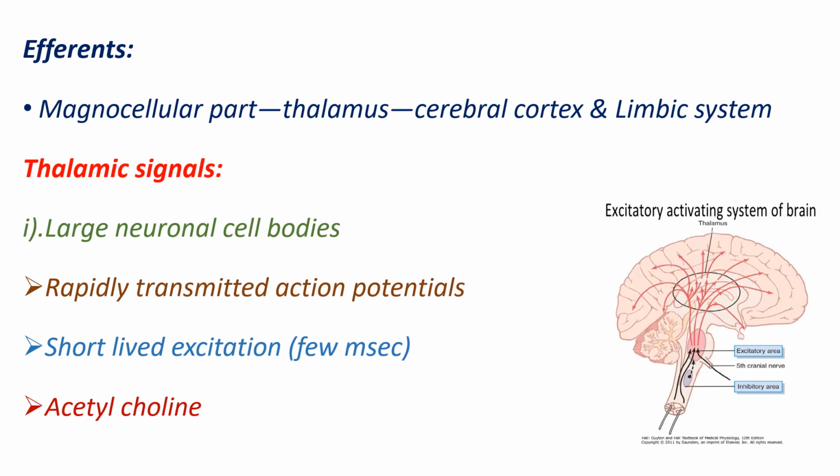Again, a burst of impulses goes from this ascending reticular formation via the thalamus very rapidly through fast conducting fibers, because they are larger and conduct very fast. The thalamus is excited and sends excitatory signals to the cerebral cortex. But this is very short lived. After a few milliseconds it dies, and this is excitatory. As we know, the neurotransmitter released here is acetylcholine, which is most of the time excitatory.